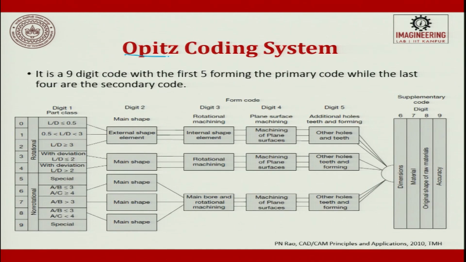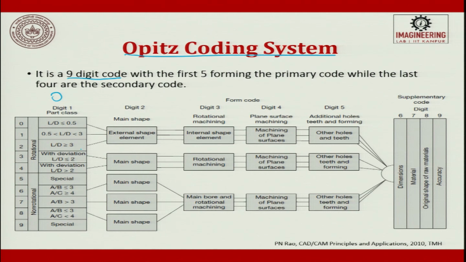When you look at Opitz, which is very commonly used, it has 9 digits, wherein the first 5 form the primary code, while the last 4 are the secondary codes. The first 5 digits you see here, they form primary codes. The first digit stands for aspect ratio. Here up to 4 is rotational, 5 to 9 is non-rotational in the first digit. Next, where the features are external or main shape, that is the second digit.